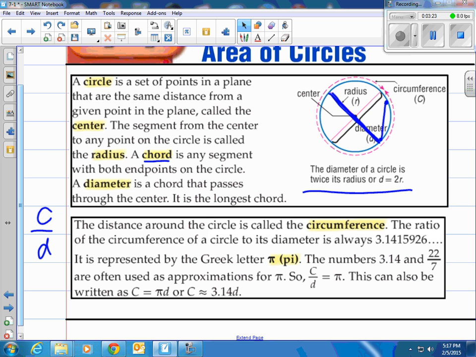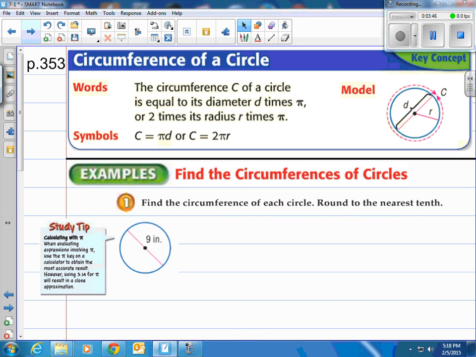Now that we know that circumference divided by diameter is equal to pi, you can see they actually have that written here. Circumference divided by diameter equals pi. This also can be written like this. The circumference is pi times diameter, or you can write it as 3.14 times diameter. And we're going to use this information to actually figure out math problems.